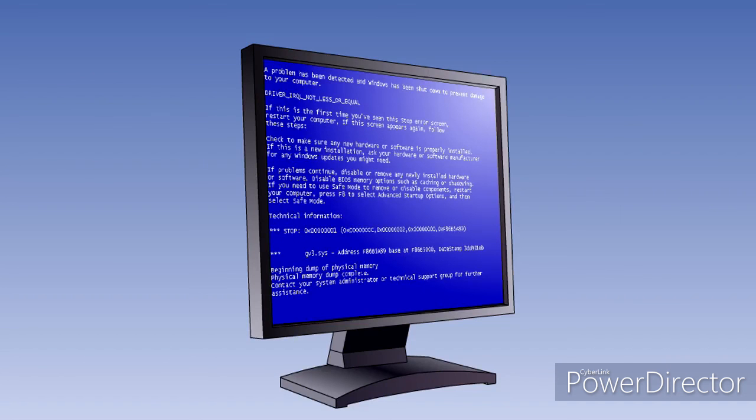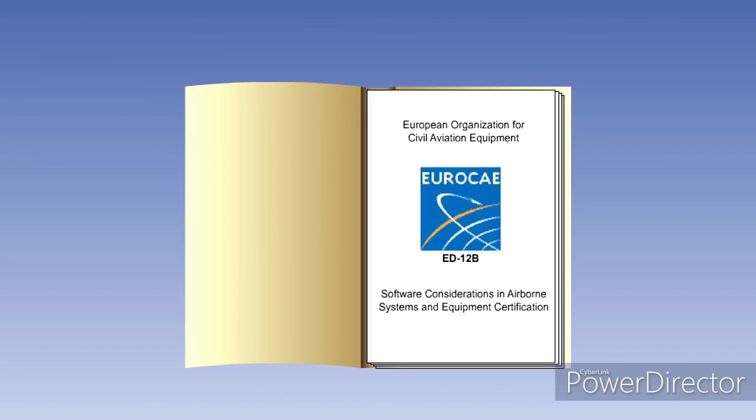Where computers are used to control safety-critical pieces of aircraft equipment, it is essential that the software is exhaustively tested to ensure that there are no bugs in it, which could lead to failure of the equipment. The regulations governing this testing and the acceptable failure rates of software are contained in the document EuroCAE ED12B, titled Software Considerations in Airborne Systems and Equipment Certification, issued by the European Organisation for Civil Aviation Equipment.